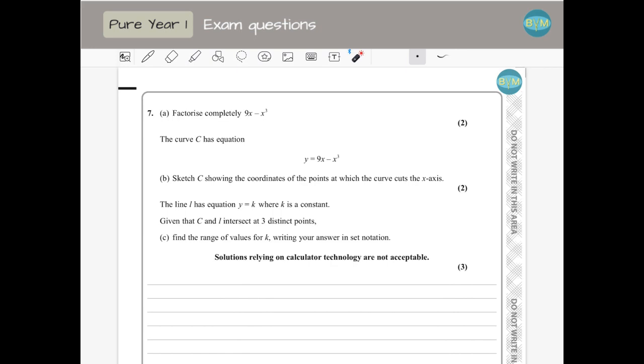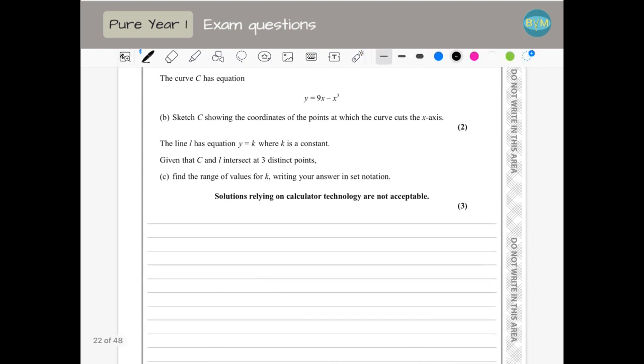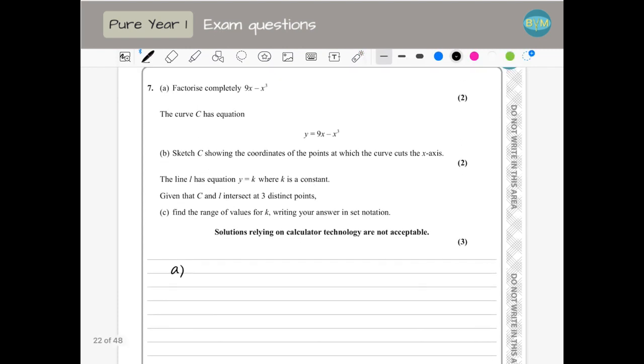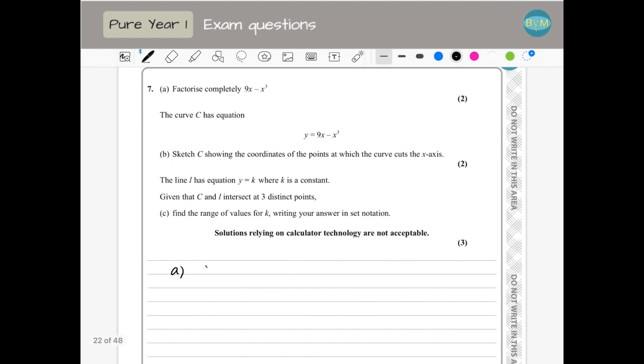Hello, this is question 7 on your AS level from Edexcel from June 2022. You have to factorize completely this expression here, and it's quite simple because you can get the x outside, so you have 9x minus x cubed. You can factorize first this way, and then you see that this is a difference of two squares, so it's going to be 3 plus x, 3 minus x.